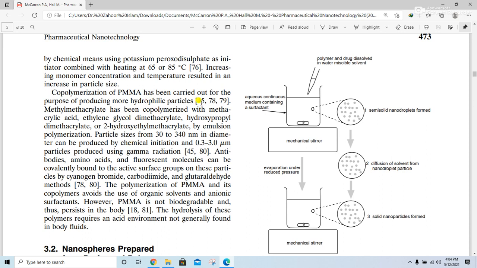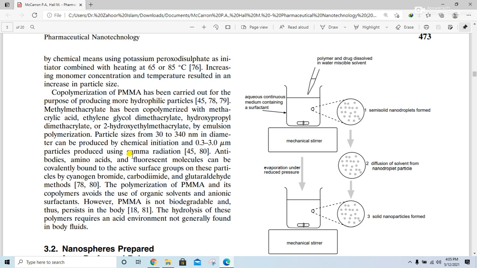Copolymerization is carried out for the purpose of producing more hydrophilic particles, and the methyl methacrylate is copolymerized with methacrylic acid and ethylene glycol dimethacrylate and hydroxypropyl methacrylate or 2-hydroxyethyl methacrylate by emulsion polymerization. Particle sizes from 30 to 340 nanometers in diameter can be produced by chemical initiation, and 0.3 to 3.0 micrometer particles are produced using gamma radiation.